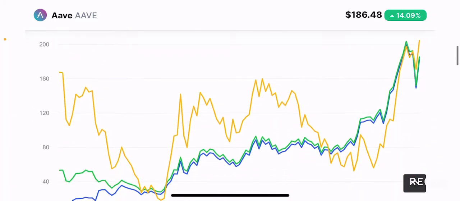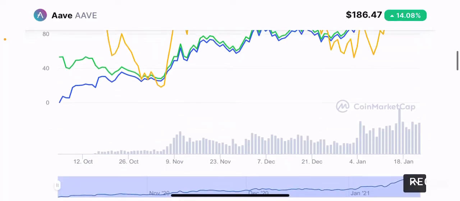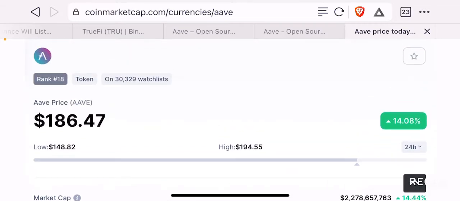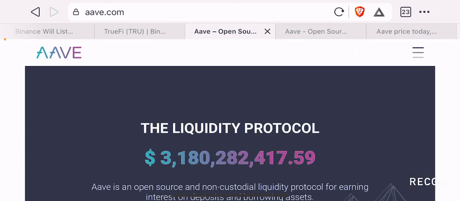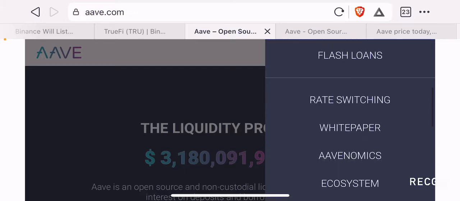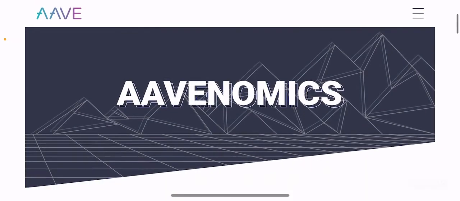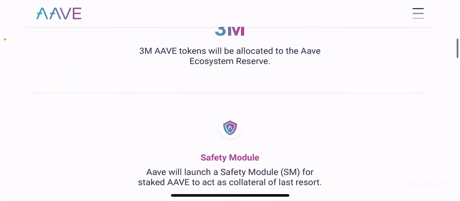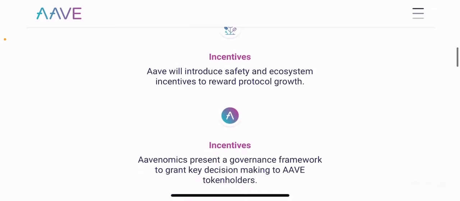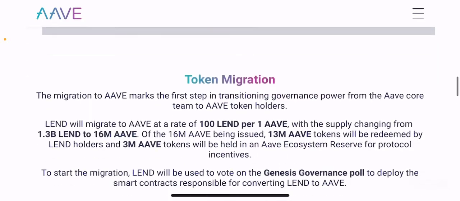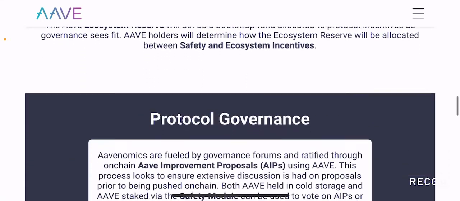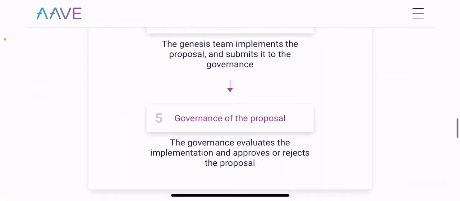And also the point that I would like to make is, if you are considering investing in Aave, I would ask you to do your own research, because this video is not financial advice. And also, if you plan to stake Aave, I suggest you read through the Aavenomics section of their website, which talks about initially the LEND to Aave migration, which already has occurred. And you can clearly see that they have sections for staking, the incentives, the ecosystem reserve, and they've pretty much covered several topics in much more detail.